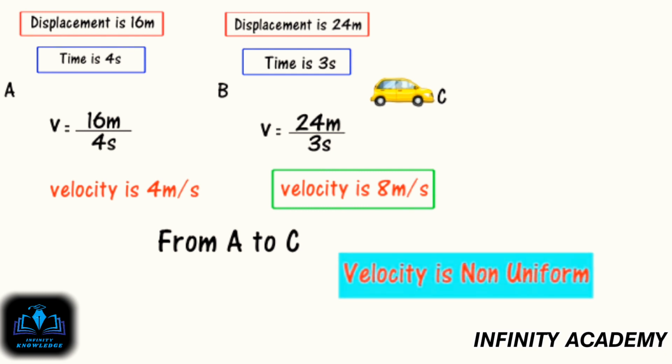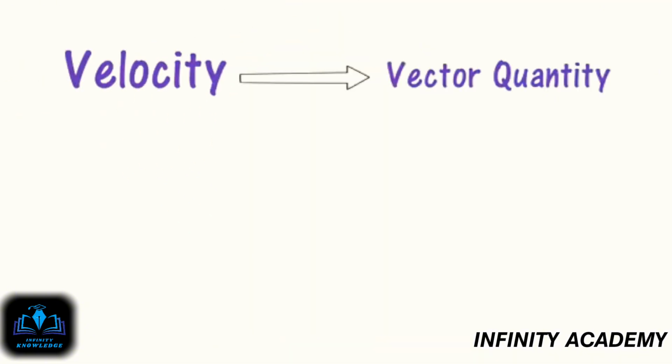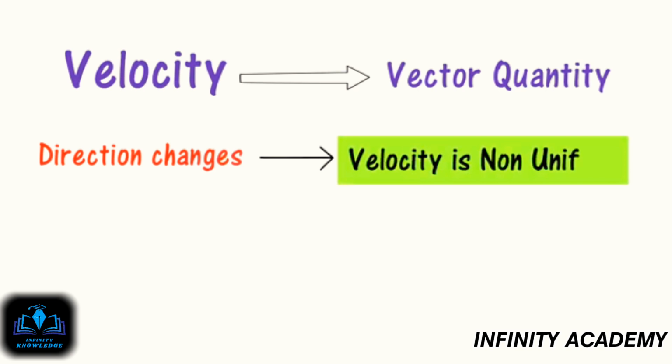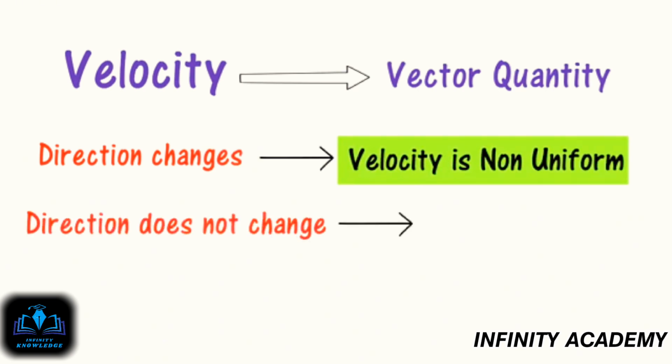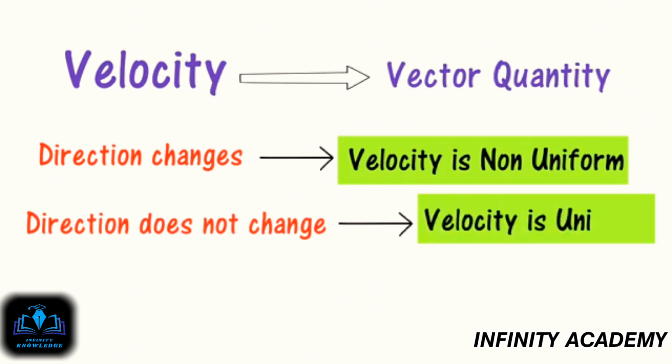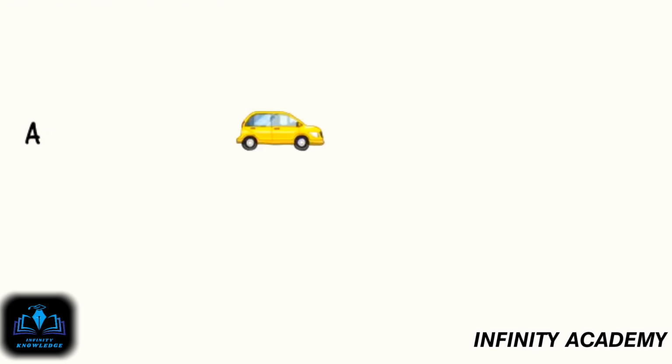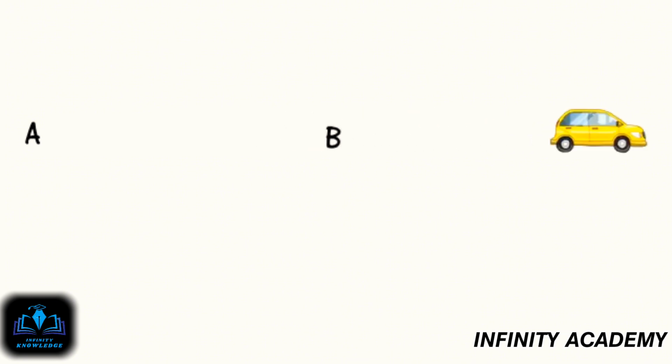Now let me tell you about that. We know that velocity is a vector quantity. So when the direction of velocity is changing, it means velocity is non-uniform. And when direction does not change, we know velocity is uniform. Now let a car be standing at point A and moving to point B, and beyond point B it is moving to point C.